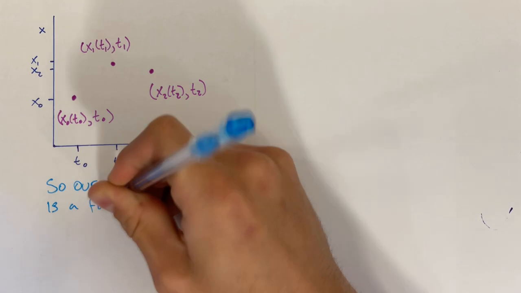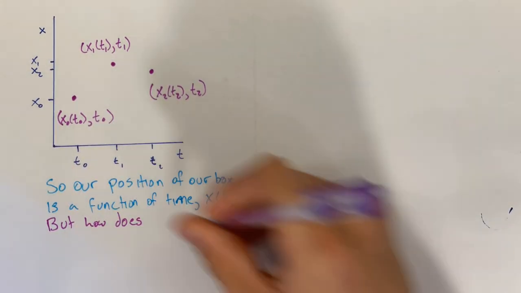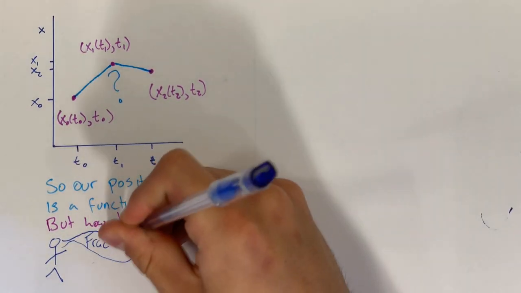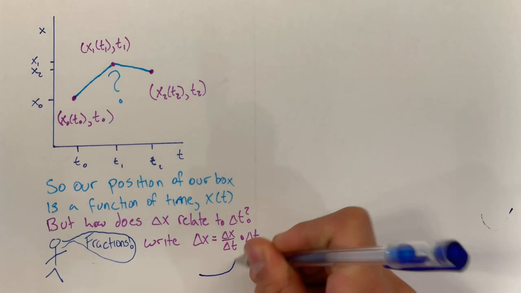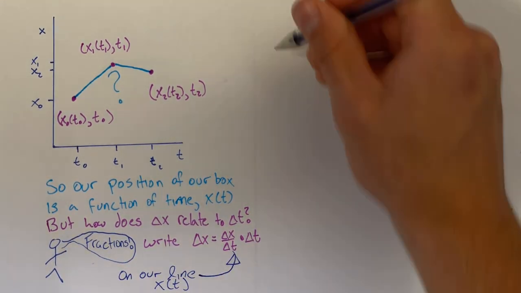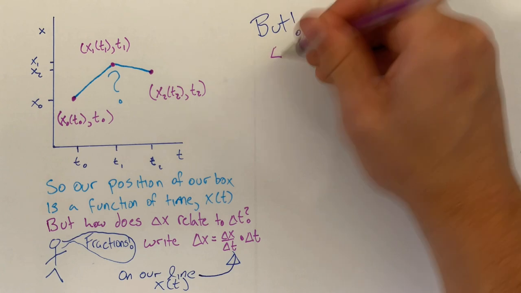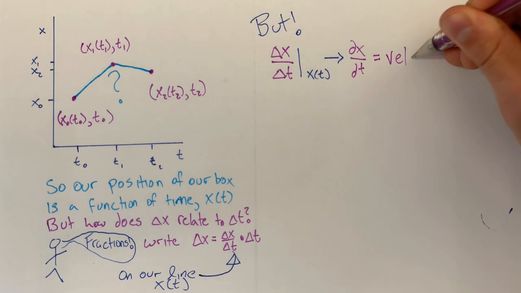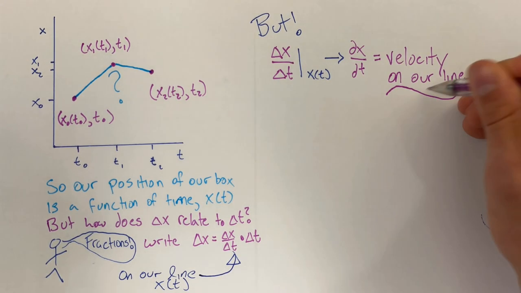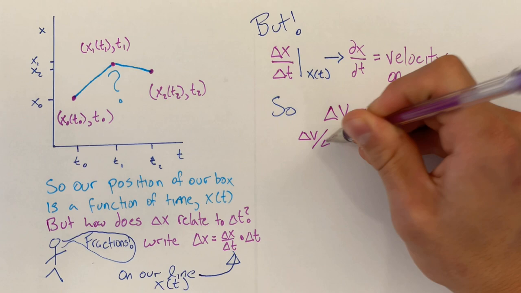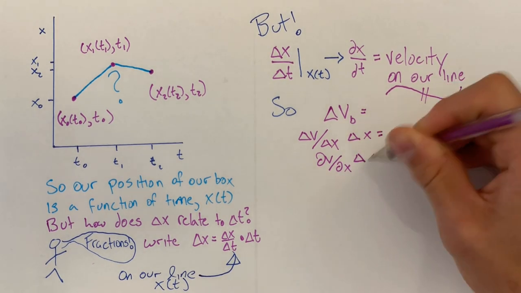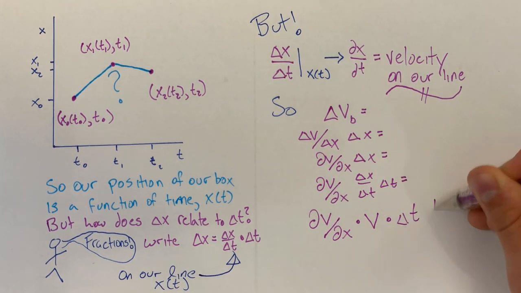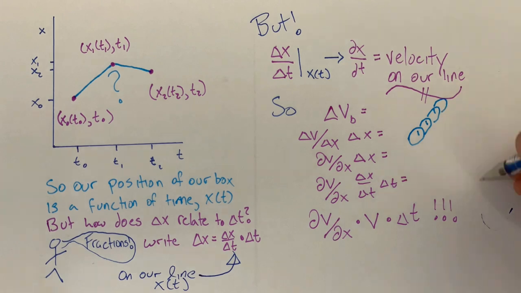Okay, great. So how does this delta x we were considering relate to our parameterized variable t? Well, we can write out some algebra again, and we get delta x equals delta x divided by delta t times delta t, with the delta x over delta t evaluated along our parameterized line. But delta x over delta t along this line is just the velocity along the line, or v. So delta x equals v times delta t. And therefore, delta v divided by delta x times delta x equals partial v partial x times v delta t.